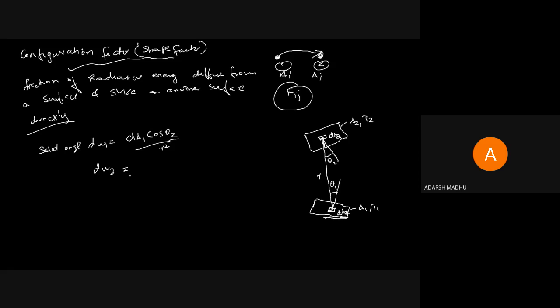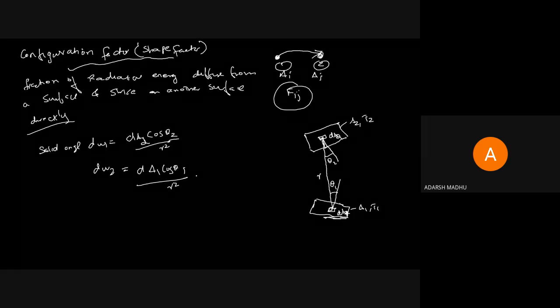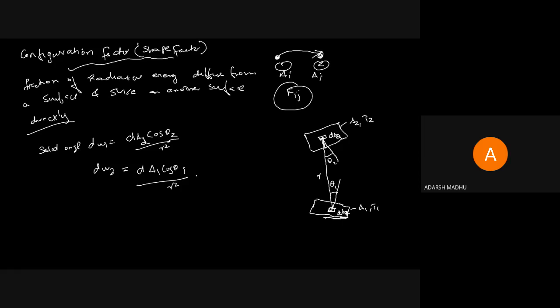And likewise dW2 can be written as dA2 cos theta 1 by r square. This is the solid angle for the two bodies, dW1 and dW2. That is, dW1 is the solid angle subtended at dA1 by dA2, and dW2 is the angle that arises due to dA1.